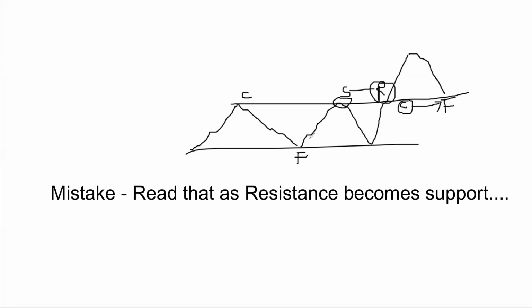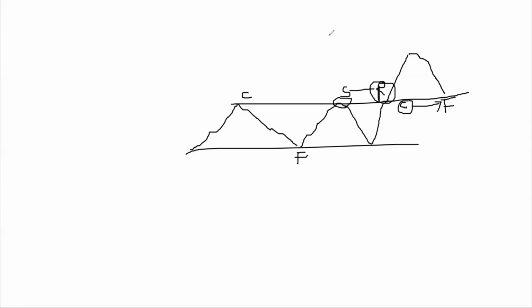Because once it is broken, that support becomes resistance. Same theory which I explained about you're standing on the ground floor and when you go to the first floor. Okay, so I hope you're clear with this simple concept of support and resistance. Once it is broken, it reverses its position. Support becomes resistance and resistance becomes support once it is broken.